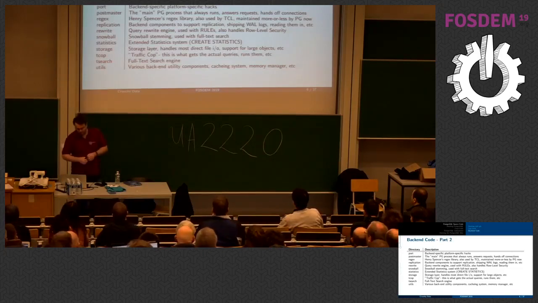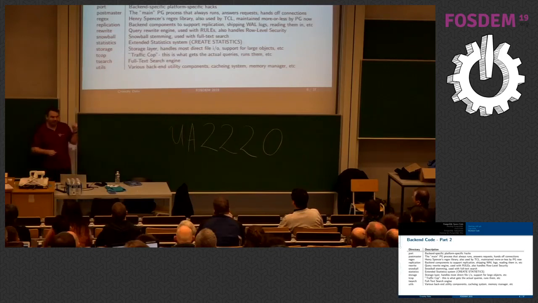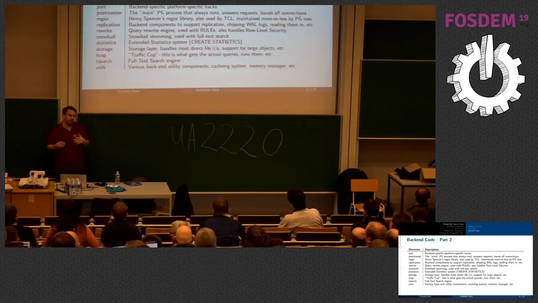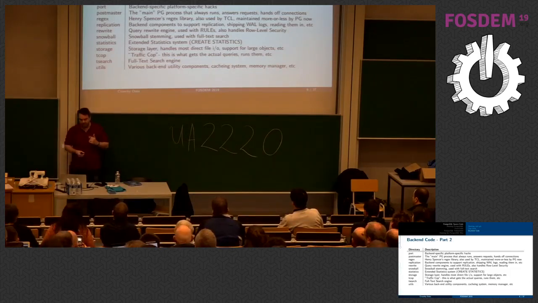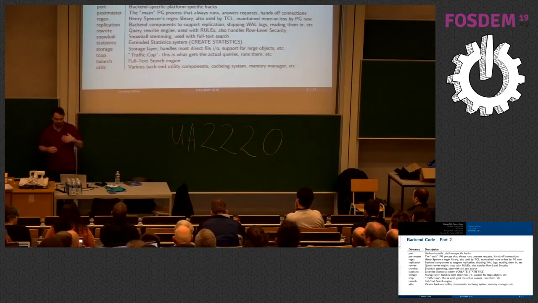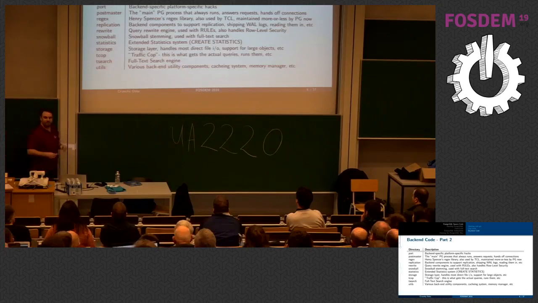Snowball stemming is just used for full-text search. We actually pull code from elsewhere for that. We have an extended statistics system. We have a storage layer. Storage layer is basically what handles the actual direct I/O into the underlying system. So this is things like if you want to go read a page, that's the part of the system that actually goes and reads the actual page up into shared buffers. We then have the traffic cop, so that's what actually gets the queries in. And we have T-search, which is our actual full-text search engine. And then we have utils, which has got a bunch of different stuff in there, including our caching system and memory manager. Questions about the back-end code directory stuff?